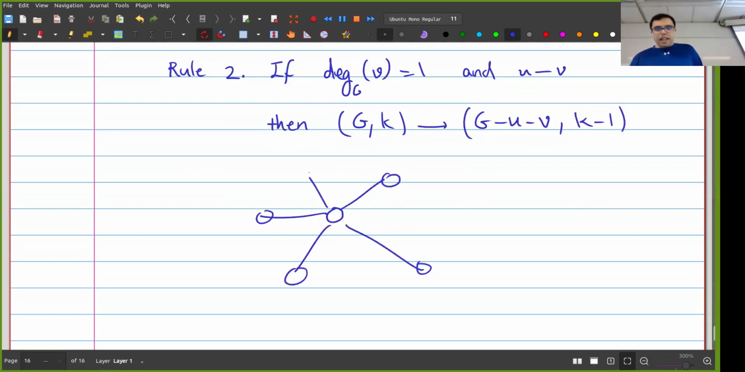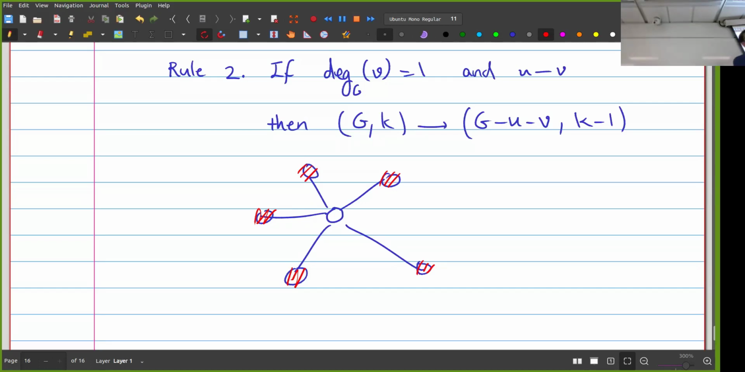I can choose whether to put this vertex in or not. But if I don't put this vertex in, I have to put in all of its neighbors, because all of these edges have to be covered. So if this central vertex is not in my vertex cover, then all of these vertices are forced to be in my vertex cover.